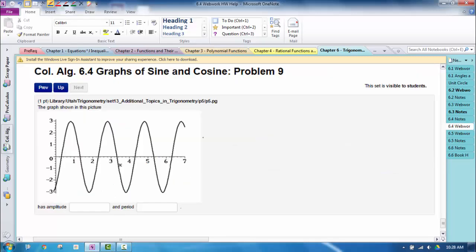And the last problem is pretty easy. It wants the amplitude, which we know is the distance from the center to the top or bottom, as long as you do the absolute value, which is 3. And the period is the distance it takes to repeat itself. So go from any 2 points that are the same, like these 2 points here.